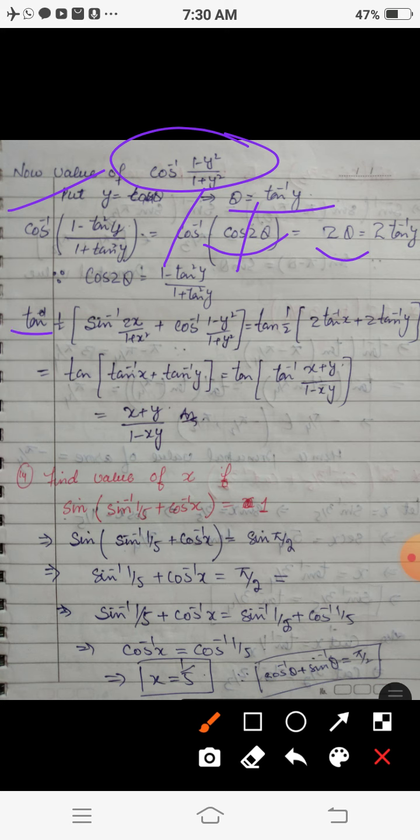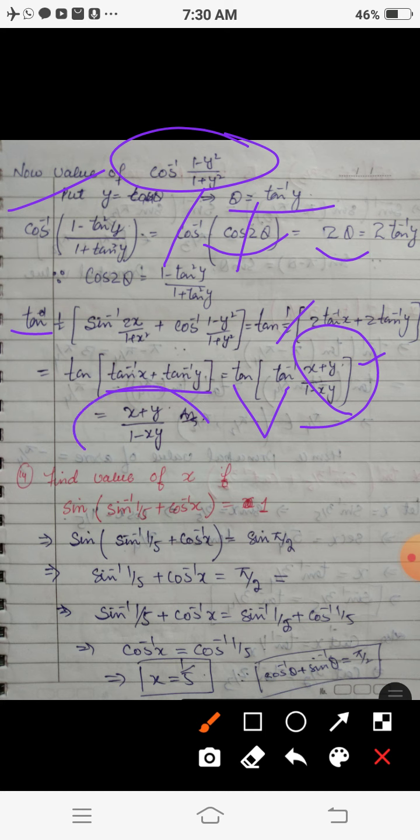So tan of 1 upon 2 sine inverse 2x upon 1 plus x square plus cos inverse of 1 minus y square upon 1 plus y square is simply tan of 1 upon 2 times 2 tan inverse x plus 2 tan inverse y. Now taking 2 common, it will cancel with this 2. It is simply tan of tan inverse x plus tan inverse y. Using tan inverse a plus tan inverse b, it is simply tan inverse of a plus b upon 1 minus ab, that is x plus y upon 1 minus xy. So here tan and tan inverse become identity functions. So simply we will get x plus y upon 1 minus xy.